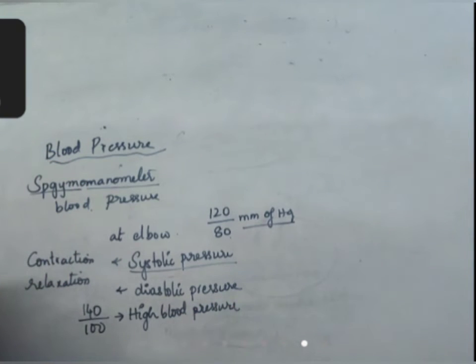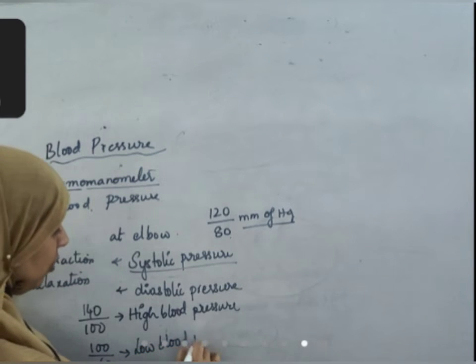Sometimes when we are not eating enough food, enough nutrients are not present in our body, then the pressure with which blood flows will decrease. It may go to 100 by 60. At that time, it is called low blood pressure. Okay.